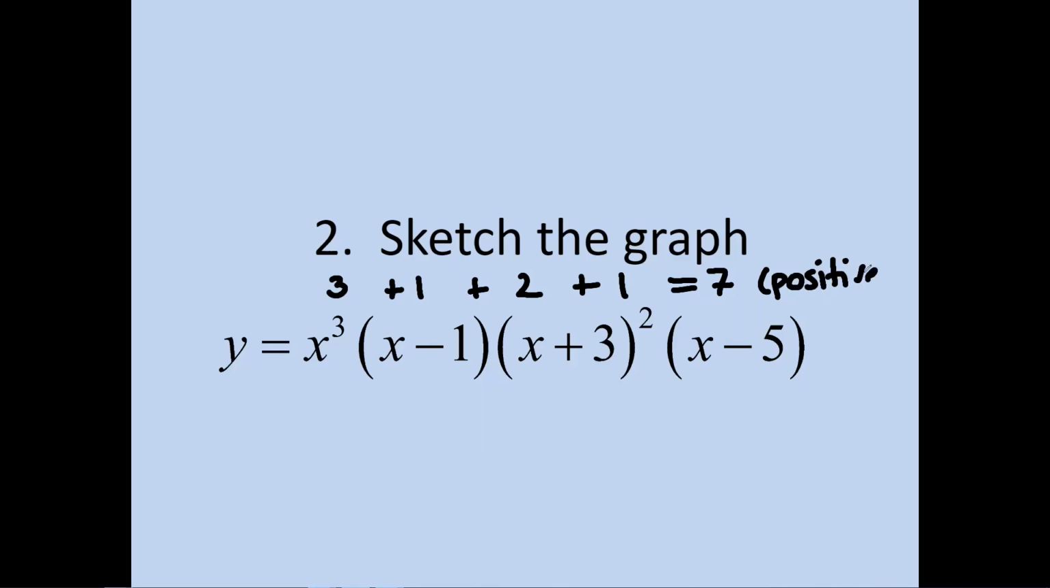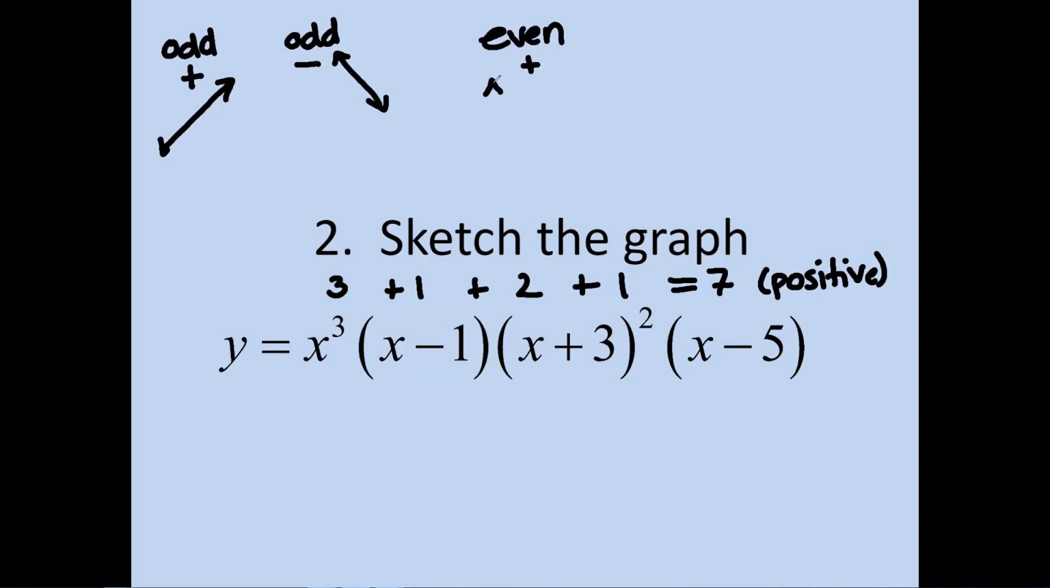So when you're looking at the degree of a polynomial, if it's an odd, positive, think of it as an increasing line. It's going to go from the bottom up. If it is an odd, negative, think of it as a decreasing line. It's going to go from the top down. If it's an even positive, think of it like a parabola. Start at the top, end at the top. If it's an even negative, think of it like an upside down parabola. It's going to start below, end below.